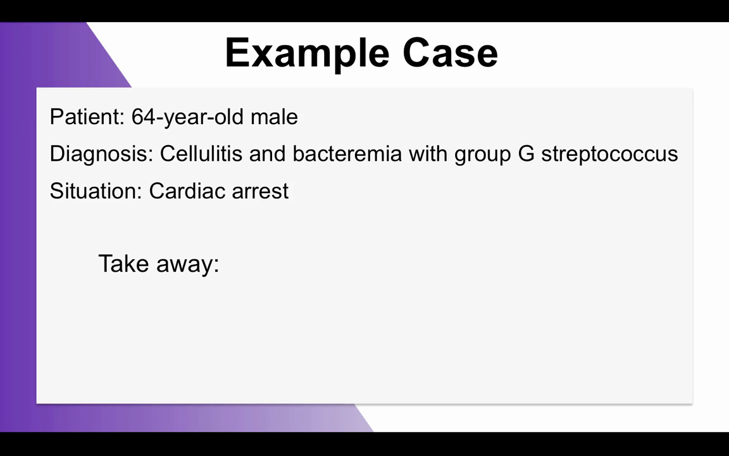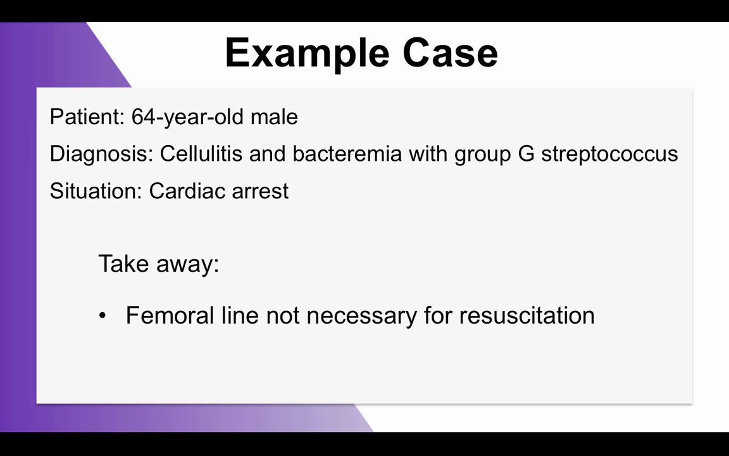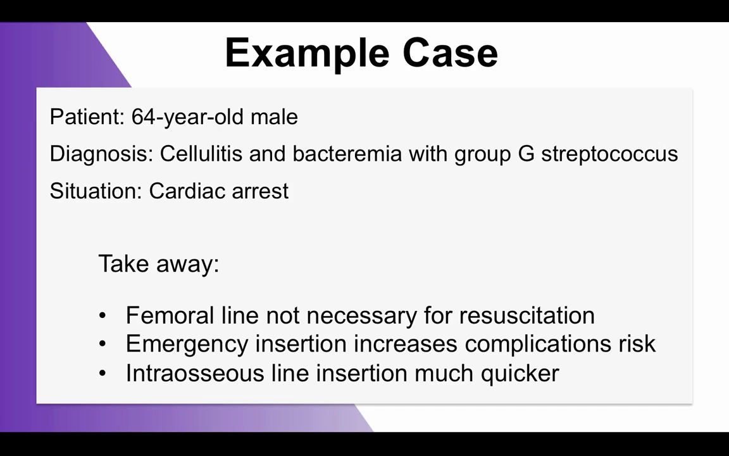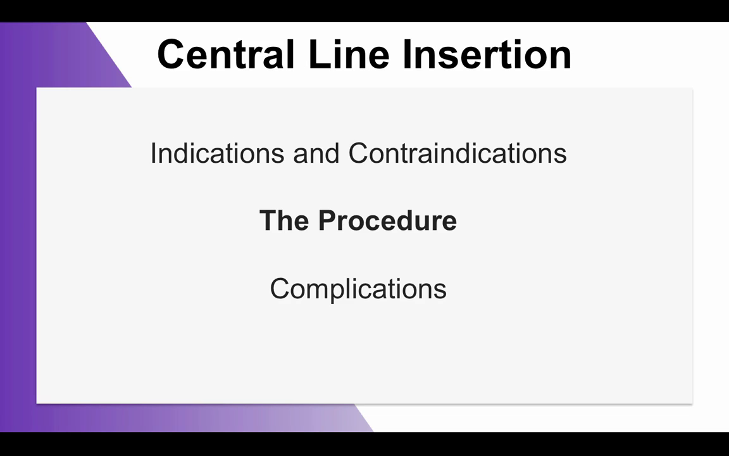There are several take-home messages in this case study. First, clinicians often place femoral lines during cardiac arrest when they are not necessary for resuscitation efforts. Second, placing a line in an emergency situation increases the risk of both mechanical and infectious complications during insertion. And finally, if further intravenous access is needed, an intraosseous line could be inserted much quicker than a central line. In the next module, we will discuss the various approaches to the central venous catheter insertion procedure.